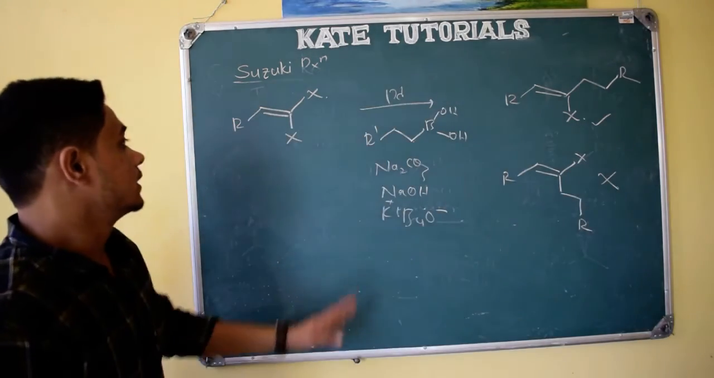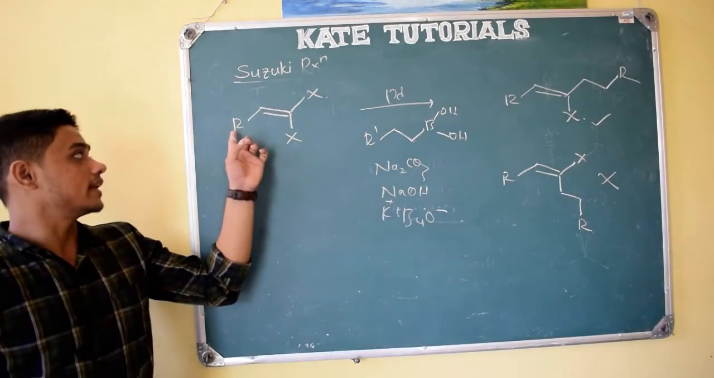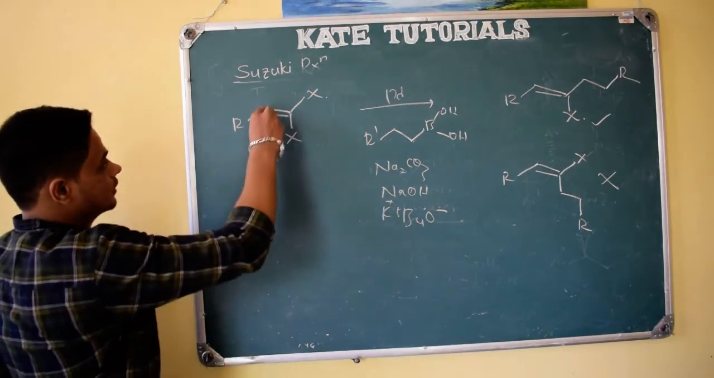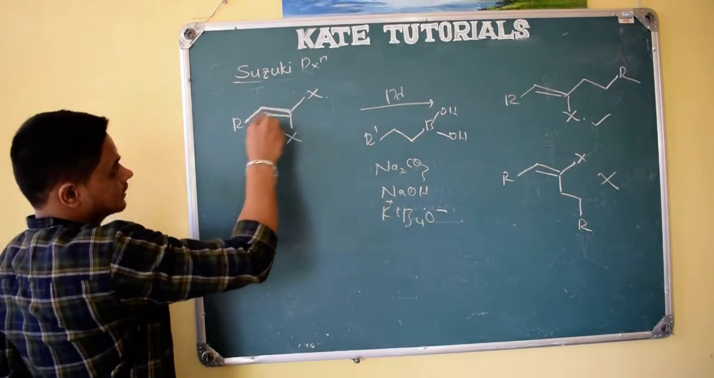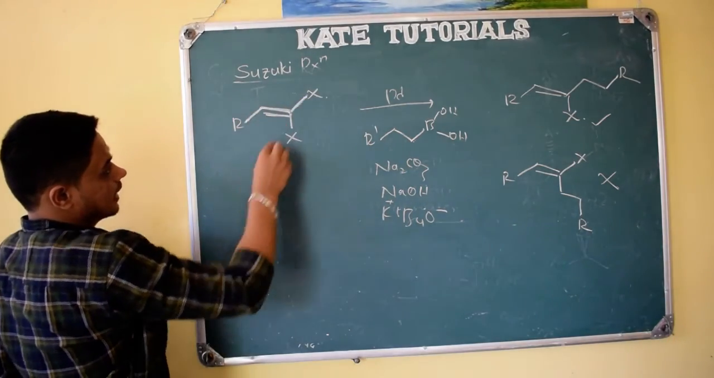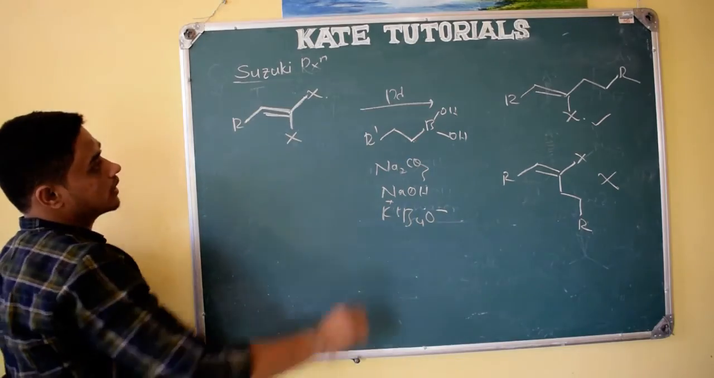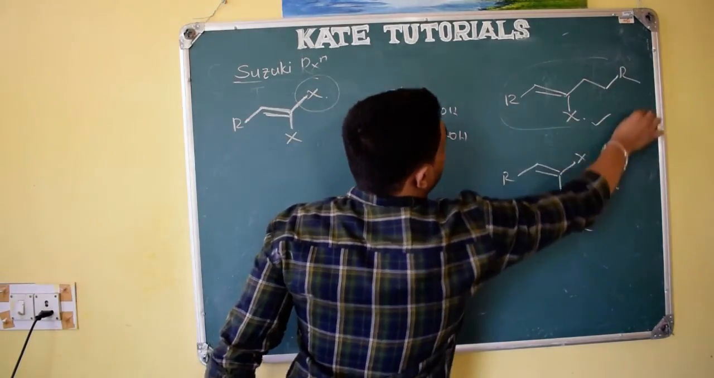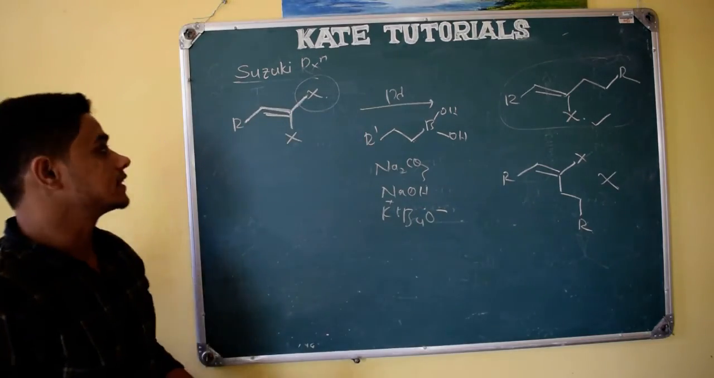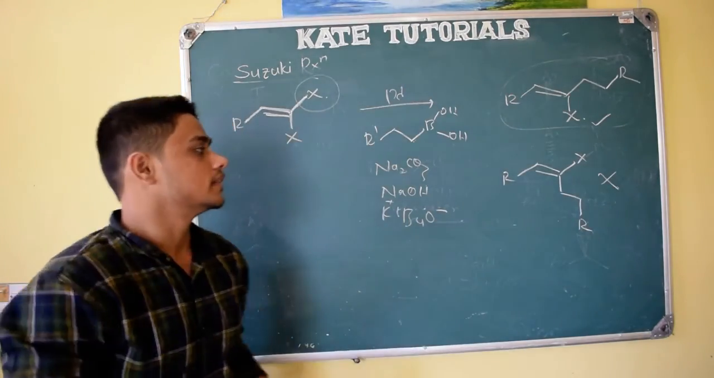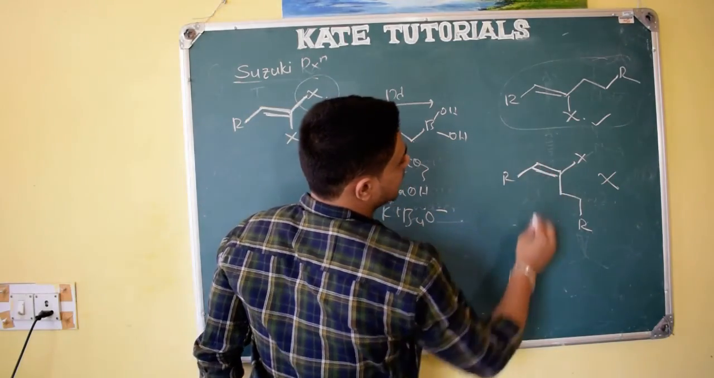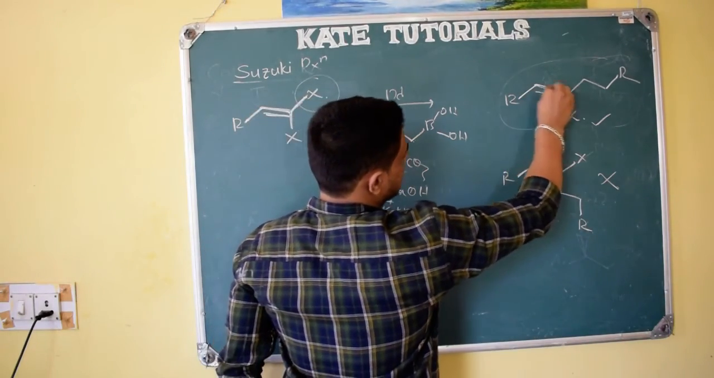Why? Because they saw that only the halogen trans to this double bond left, giving this product, not the cis. See here, this is the double bond, this is trans, right? And this one is cis. Only the trans halogen left the group giving this product, not the cis. This product we didn't get. This is the cis product, whereas this one is the trans product.